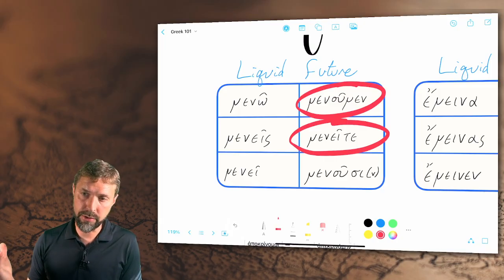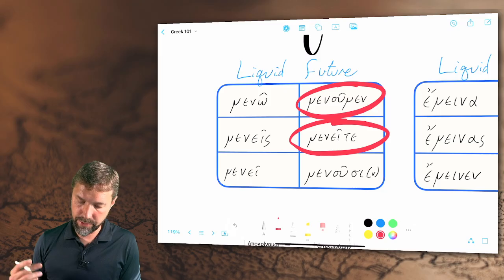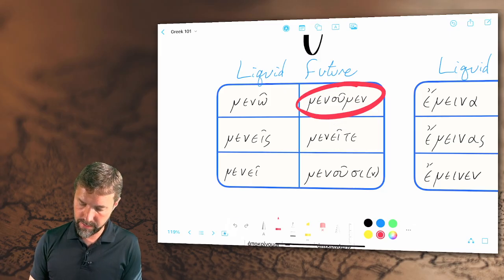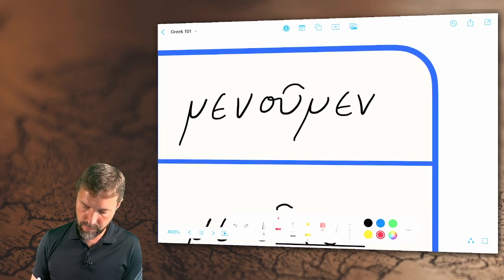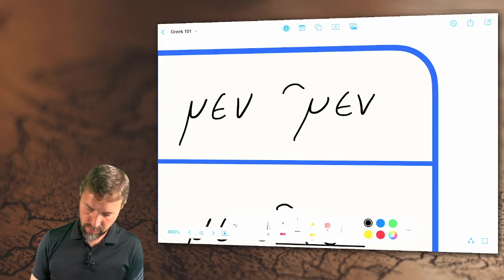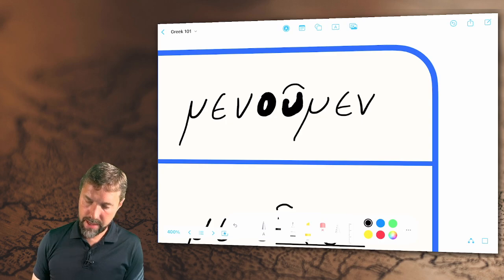You can take a second, try to evaluate or guess, and come up with a theory what is happening there. I should probably draw this a little better. This is right here, not a sigma, it's actually an omicron. So we're looking at μέν, μενο. And in that spot then, what's happening?